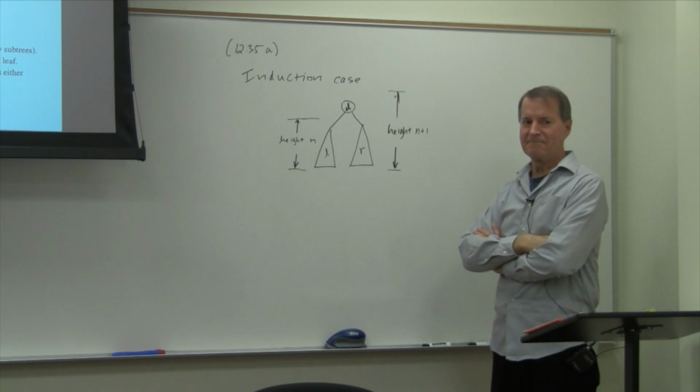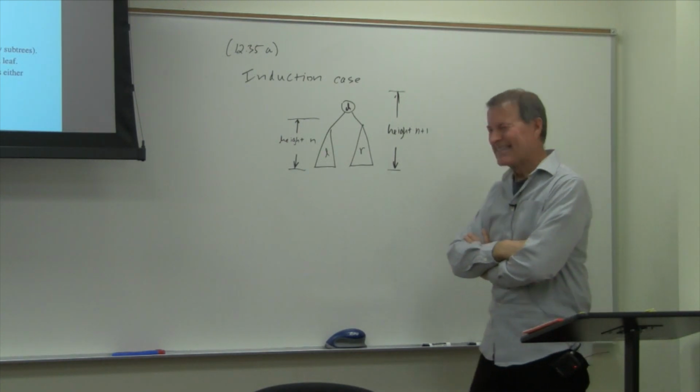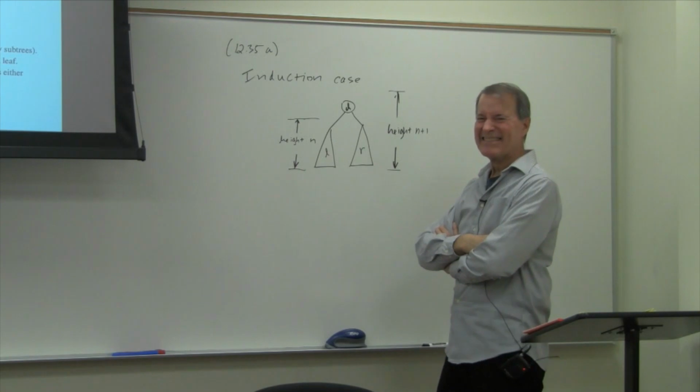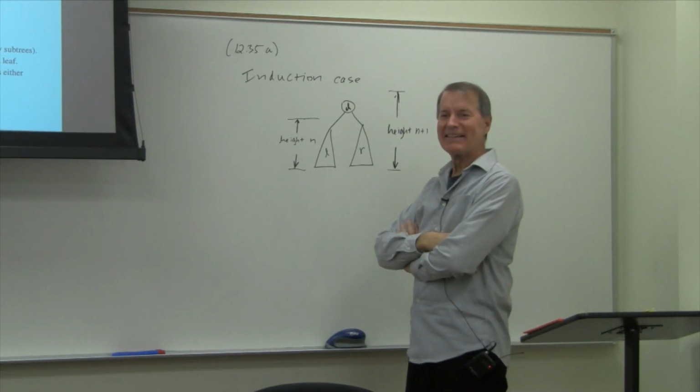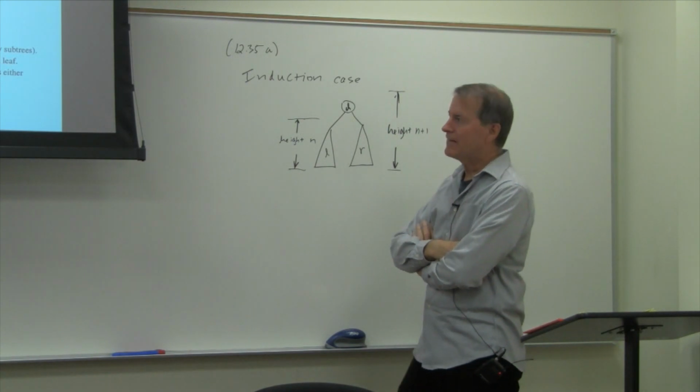Yeah, I know. Some people will rebel against having to write down too much. Anyway, how about the induction case for 12.5B?